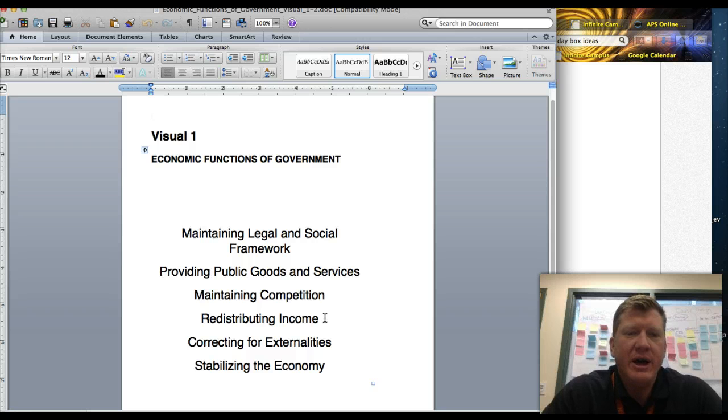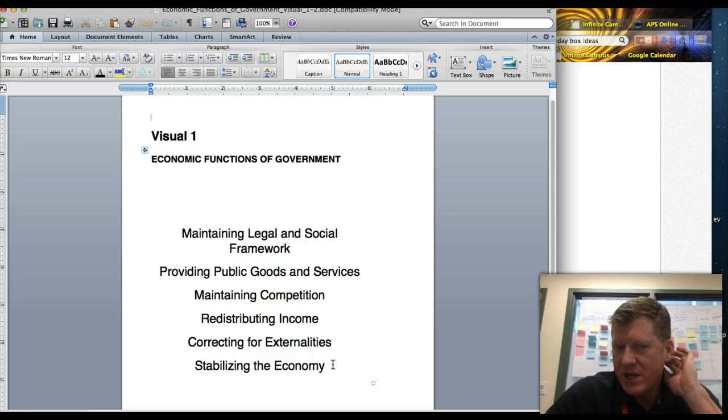Redistributing income. This is like income tax, where they tax the rich and it gives money to programs like welfare. That's redistributing income. Correcting for externalities. That's also getting into when we're bringing products in from other countries, and it could get into a lot of different things, so don't worry about correcting for externalities that much. And stabilizing the economy. Back in 2008, we had a recession. The Obama administration did a package where they put a lot of money into the economy. They gave a lot of money to businesses to try to stabilize the economy and get it going. So that's stabilizing the economy. This is the visual for this.